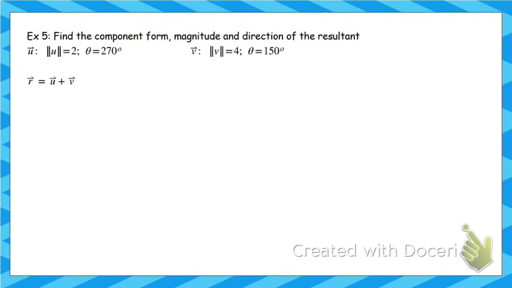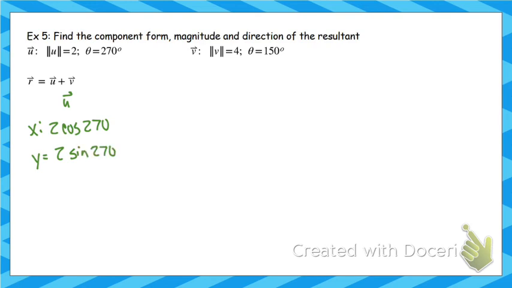So let's start by finding the component form of u and v. Remember, component form is going to be an x comma y. So we need an x and a y. All right, so for u, we're going to find the x component. Remember, the x component is magnitude cosine the angle. The y component will be magnitude sine the angle.